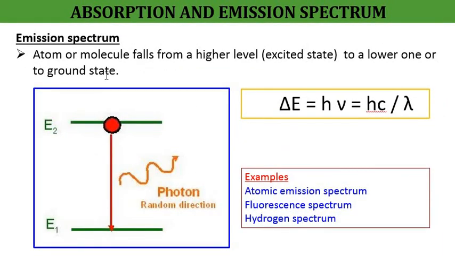If the atoms or molecules fall from a higher energy level, that is the excited state, to a lower one or to the ground state, then the spectra obtained is known as emission spectrum. Here, E2 is the excited state and E1 is the ground state. So, the atom will get down from E2 to E1 by emitting radiation. The main examples are atomic emission spectrum, fluorescence spectrum and hydrogen spectrum. This process also follows the equation ΔE equals hν.